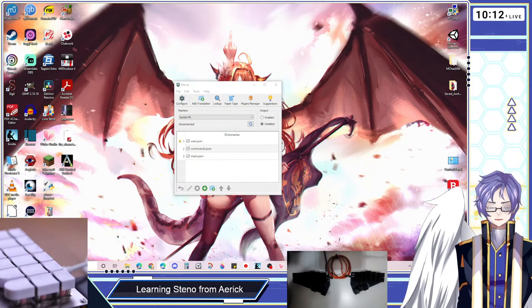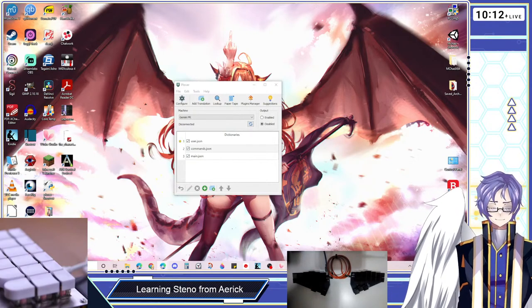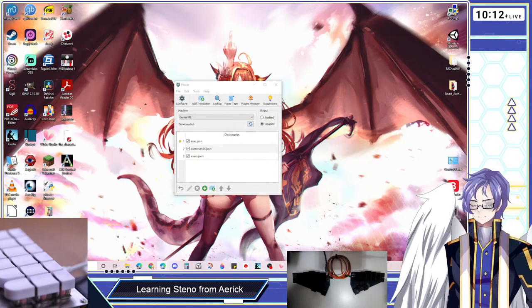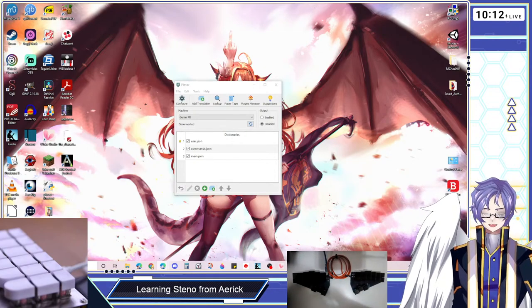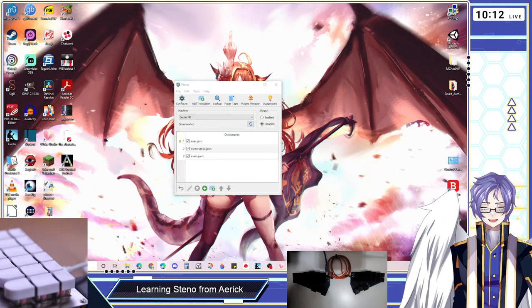What I plan on using this for, except for normal typing, is my job. I'm a translator by job, right? So I just type pages and pages of text, so that's one thing.